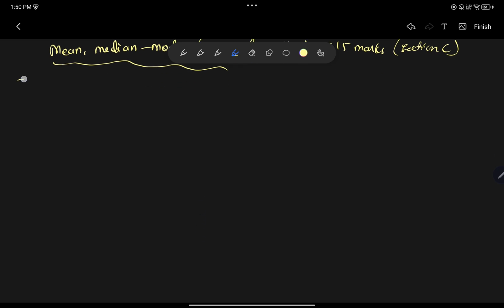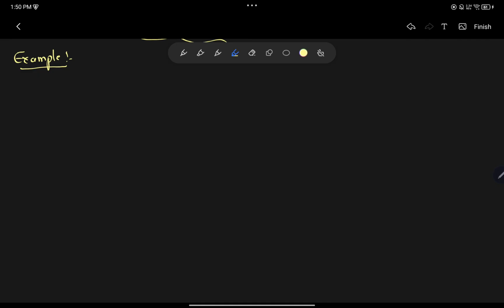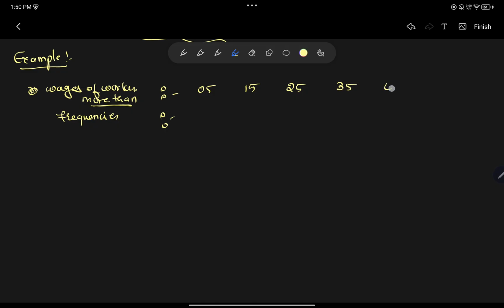Let's take one example. This is an example created by me. You can write down this question. If the question is like, wages of workers, frequencies, more than, they have said more than. Frequencies is like more than 5, more than 15, more than 25, more than 35, more than 45. Let's say 4,500 like that, something we will assume.